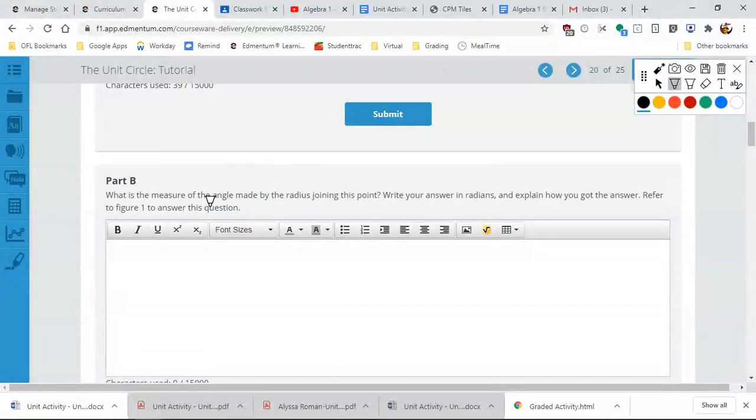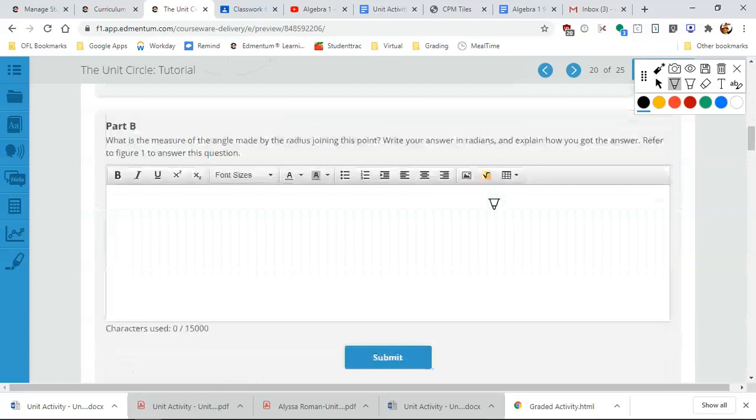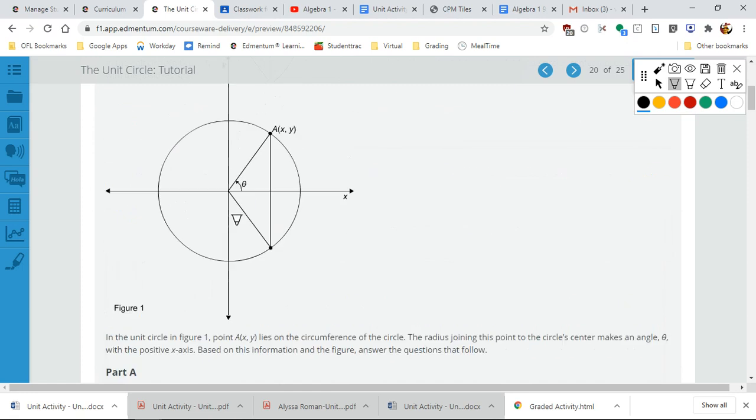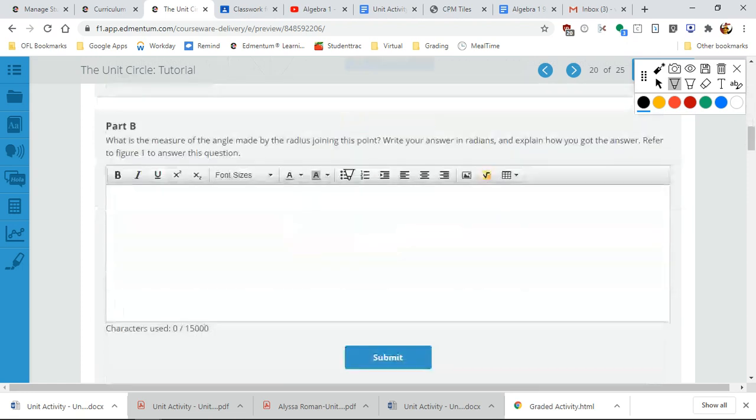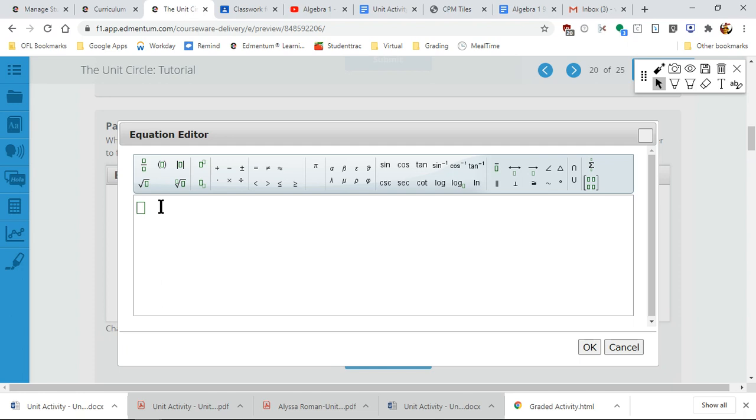All right, so measure the angle of the point joining this, write it in radian form. What is it talking about? Measure the angle made by the radius at this point. Oh, okay. We're trying to figure out what this is. So that's what I said. Our answer would be, so we're going to use this because we need to use that theta symbol. The angle of this point is negative theta.